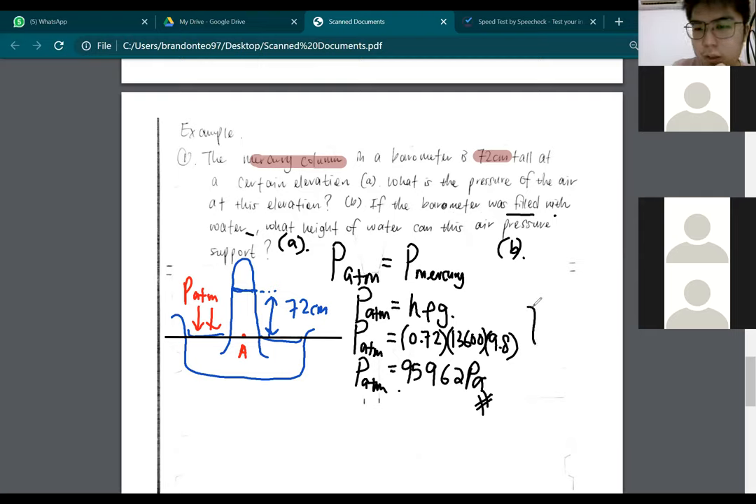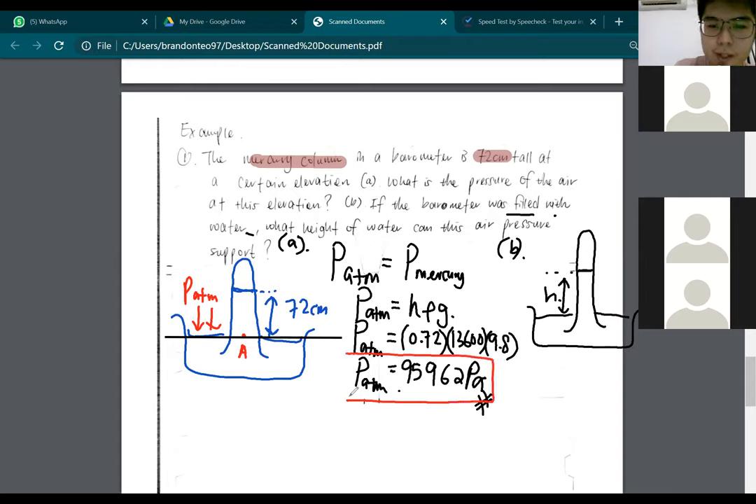So your barometer. And if inside is H2O, then what is this H over here? Now, the atmospheric pressure you calculated is 95962. So it remains constant, right? This one is a constant. So we can use the same formula. P at M is balanced by the column of the liquid inside, right? H rho G. Okay, so this is the formula.